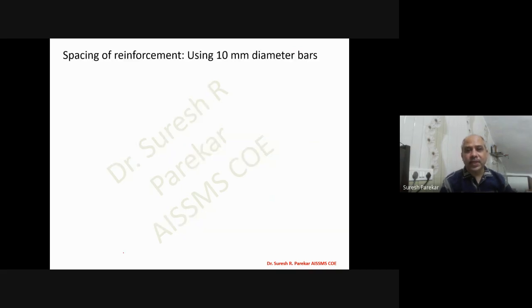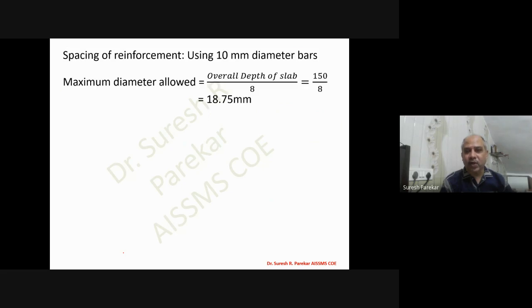So we have to provide 370.18 mm square. Now we are going to use 10 millimeter diameter bars, and the spacing we are going to find out. Whatever diameter of bar we have taken, whether it satisfies the IS criteria or not, we have to check by using this formula: maximum diameter allowed is overall depth of slab upon 8. The overall depth we have is 150 divided by 8, which gives 18.75 millimeter, which is greater than the 10 millimeter we are going to use. So we satisfy the criterion of maximum diameter.